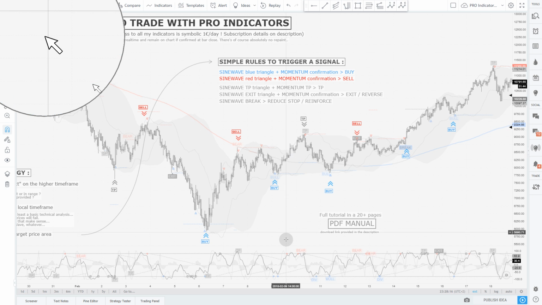So you don't want to see a lot of red dots happening one after the other. You can see a couple, eventually up to 3, but no more than that. Okay? Otherwise, it means that you have a bullish trend ongoing.